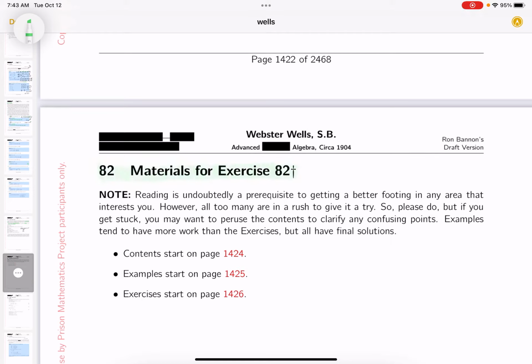Okay, we're in section 82 now. Again, read the contents, try to make sense out of it, the examples, which I'll walk you through, and then get busy with the exercises.